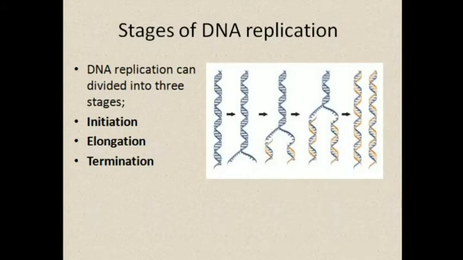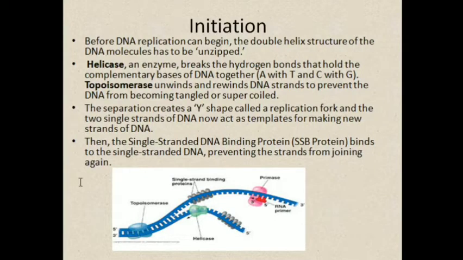DNA replication can be divided into three stages: initiation, elongation and termination. First, initiation. Initiation of the replication of DNA takes place from a point which is known as the origin of replication. Now this origin of replication can be one or it can be many. In most cases in prokaryotes there is one origin of replication, while in eukaryotes there can be many origins of replication.